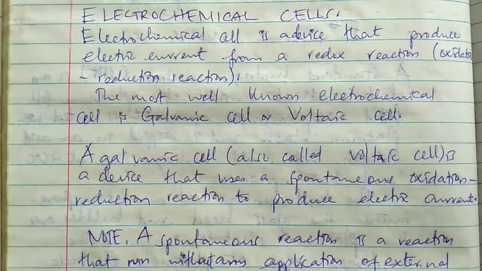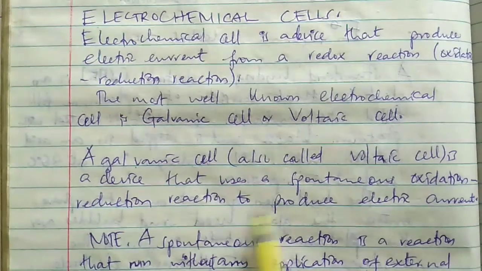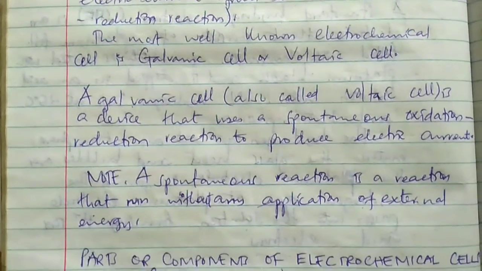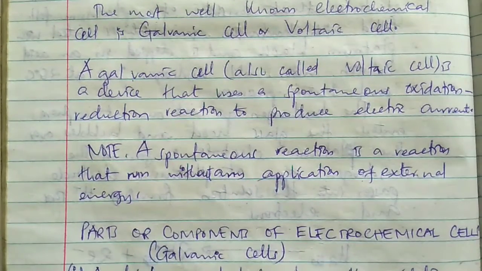A galvanic cell, also called a voltaic cell, is a device that uses a spontaneous oxidation-reduction reaction to produce electric current. So this kifaa is just a device that uses a spontaneous oxidation-reduction reaction to produce electric current.